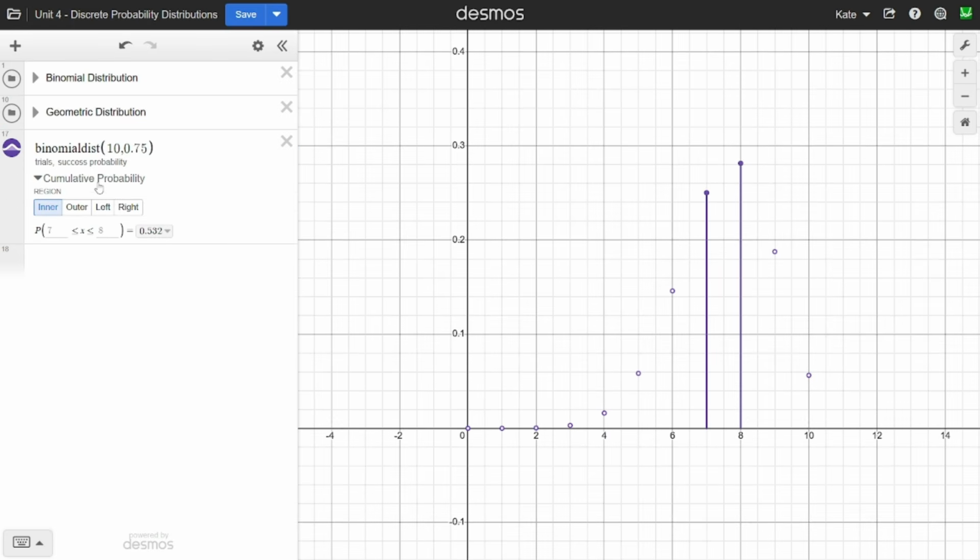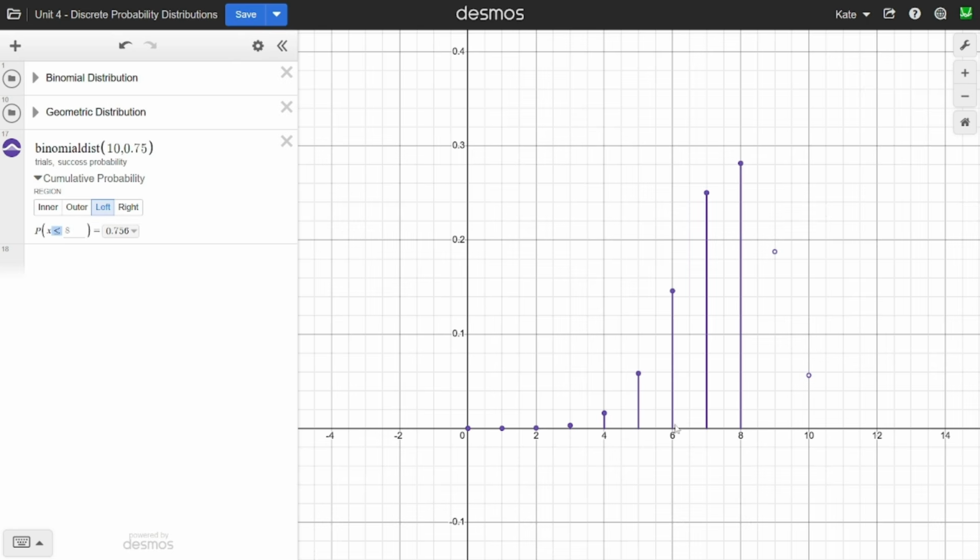Then you can go into the cumulative probability tab. This is your CDF. You have a lot of options here: inner, outer, left, and right tails. Make sure when you are using this that you are aware that this is less than or equal to, or in the right tail, it's greater than or equal to. So if a question is asking, in this case, less than or equal to 8, if it's saying, what's the probability of getting less than 8 successes? This is not less than 8 successes. This is less than or equal to.